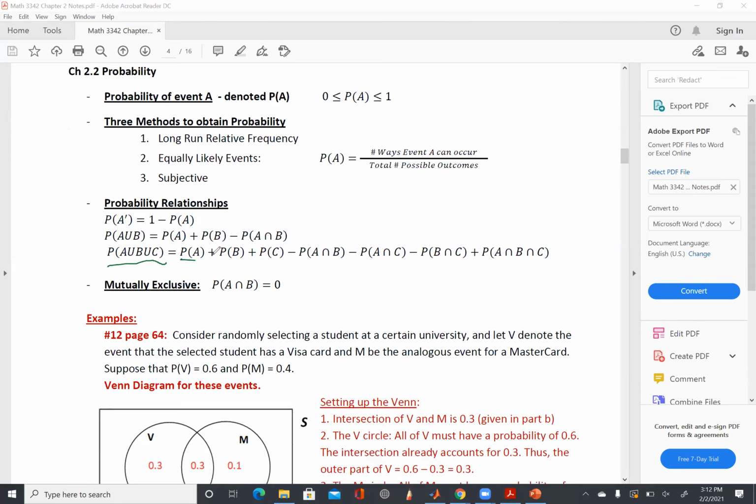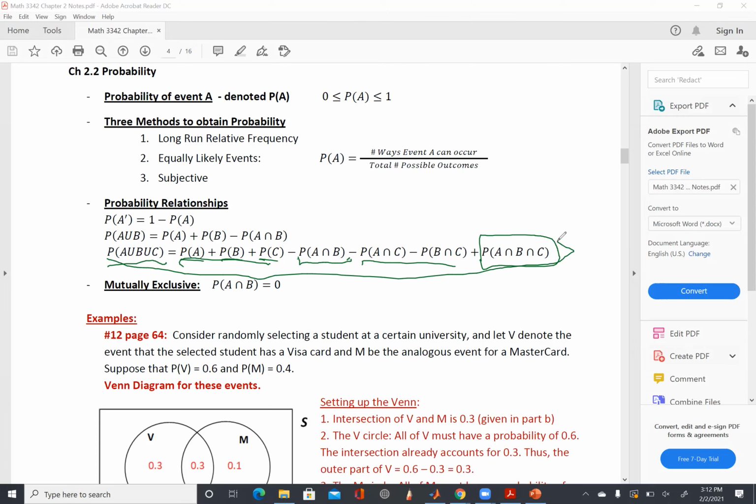You will add the probability for each. We'll calculate the probability separately for each one and add them together. Then you will subtract the probability of the intersection between any two events, and you will add the probability of the intersection of all three events. So actually, why do we have this formula?